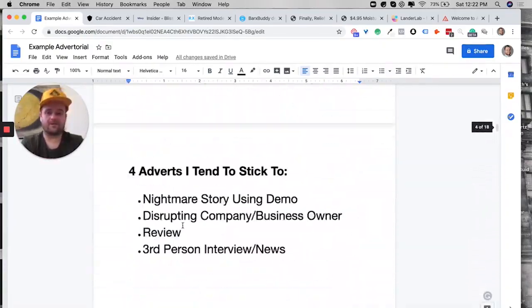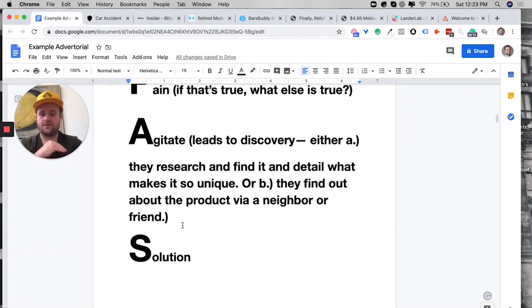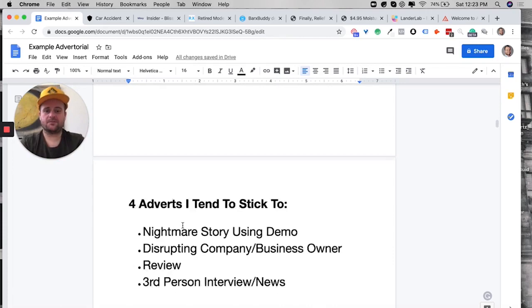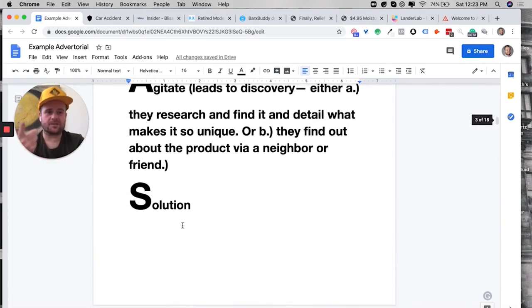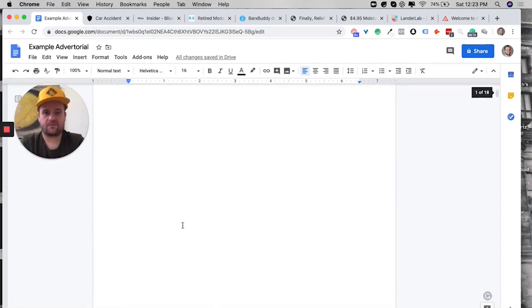So if you break it down, once again, I'm going to show you, it's the pain story, agitate the story. What does that mean? If that's true, then what else is true? And then the solution: how it's being discovered, how it works, what makes it unique, what makes it powerful, why you should get it now, all those things. And I'm going to save this and you can download this and just have this for reference.